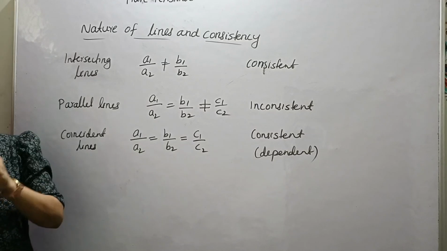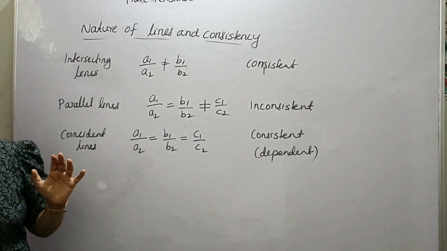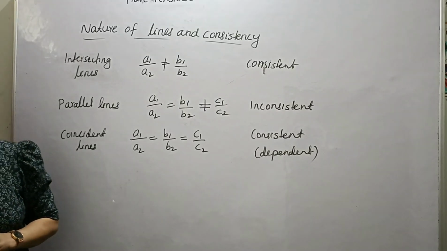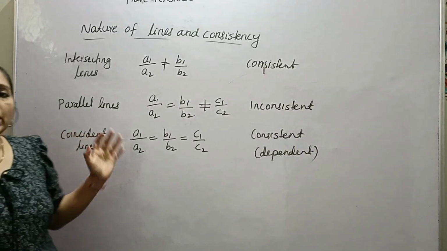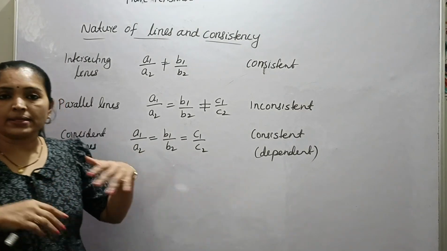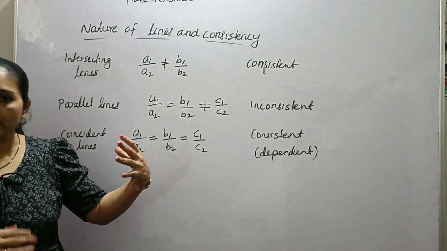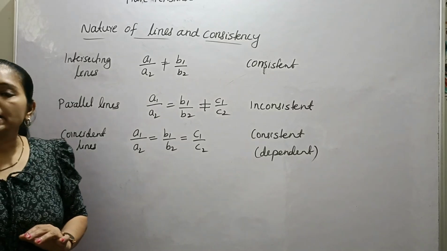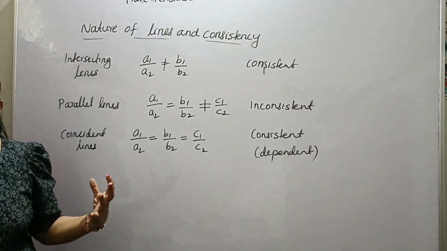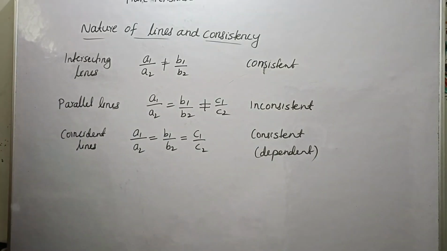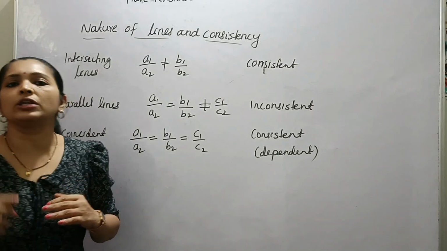And if two lines are parallel, then the equations have no solution. That is, the given linear equations are inconsistent linear equations. And if two lines are coincident, then there are many solutions. Such a system of linear equations has infinitely many solutions, and such linear equations are called consistent linear equations and dependent linear equations.